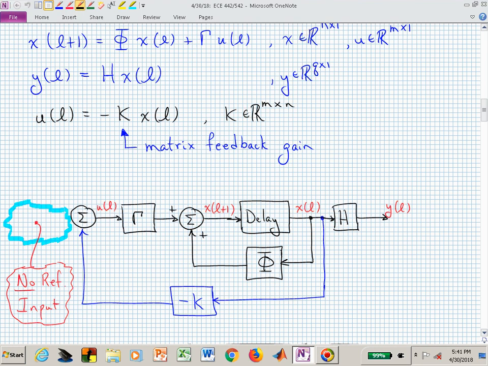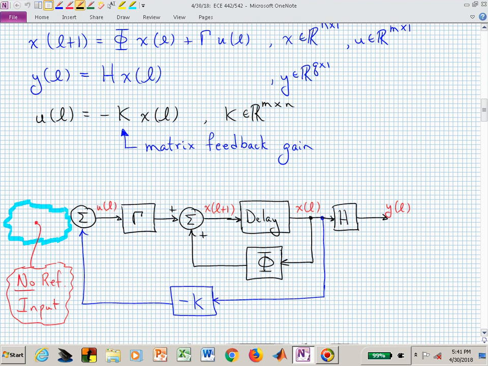You inject information through the input matrix gamma, and here with full state feedback, we're assuming we can access that entire state vector x, x sub 1, x sub 2, x sub 3, feed that back through this gain matrix K, and create the input u of k equal to minus K x of k.